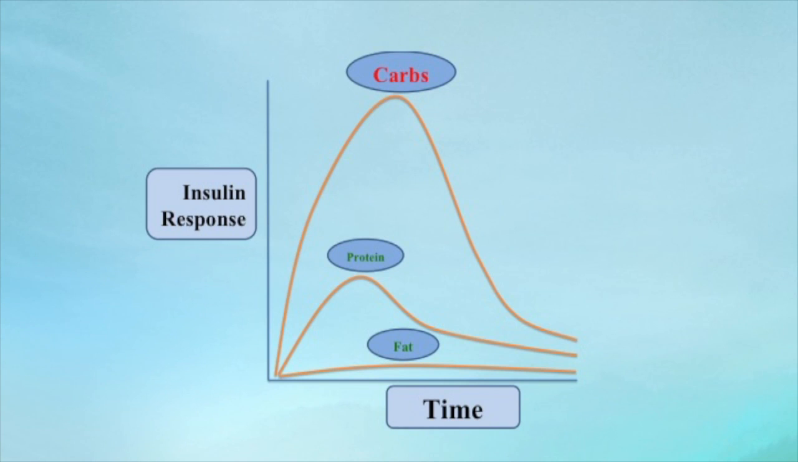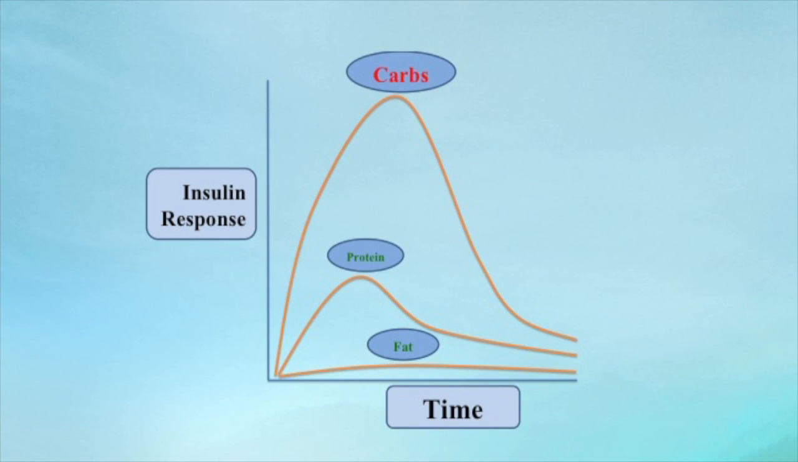Because insulin's job is 2 things. One, to remove the sugar, the glucose, from the blood. And the other is to promote fat storage. When we eat carbohydrates, you can see the insulin response is quite dramatic. When we eat protein, not as dramatic, but still an insulin response. When we eat fat, pretty much flatline. We're not getting a lot of insulin response from that.